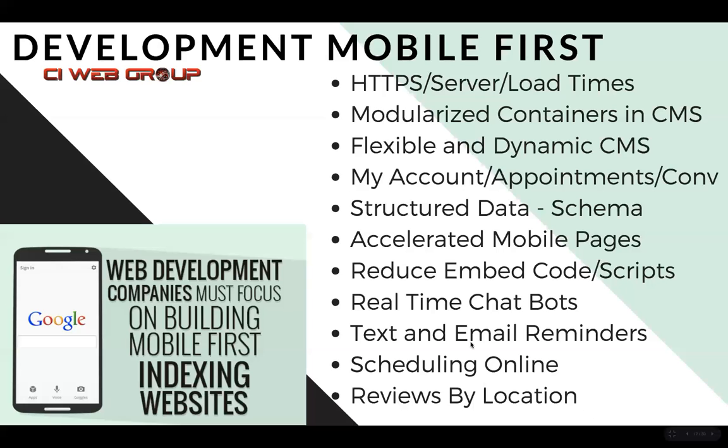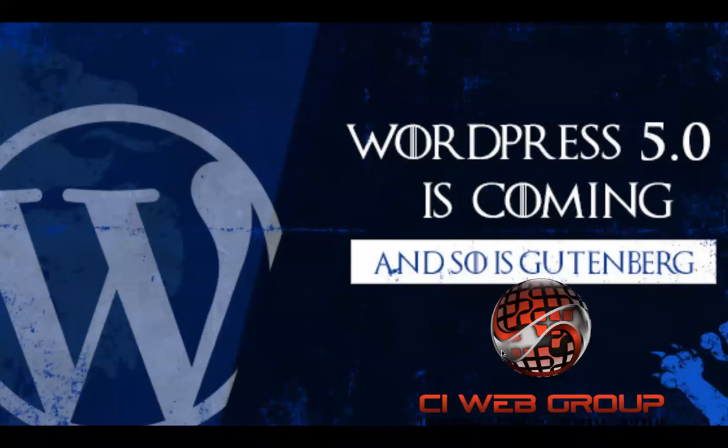Reducing embed code and scripts. Those who have a Facebook or a Twitter feed on the front of their website, that's got to go away as well. Your site can't be dependent on a third-party website to load, or at least you want to minimize that as much as possible. Real-time chatbots, which is the chat with me or let's talk that I mentioned earlier, text and email reminders, online scheduling, reviews by location. So reviews on your website by city. These are all going to help with meeting these mobile first requirements.